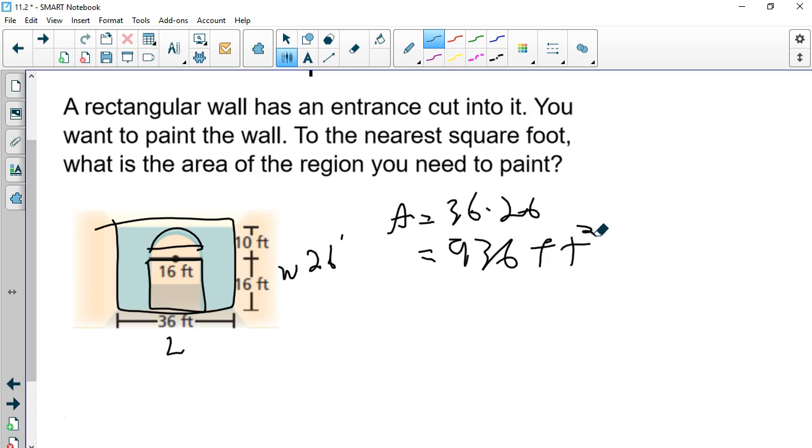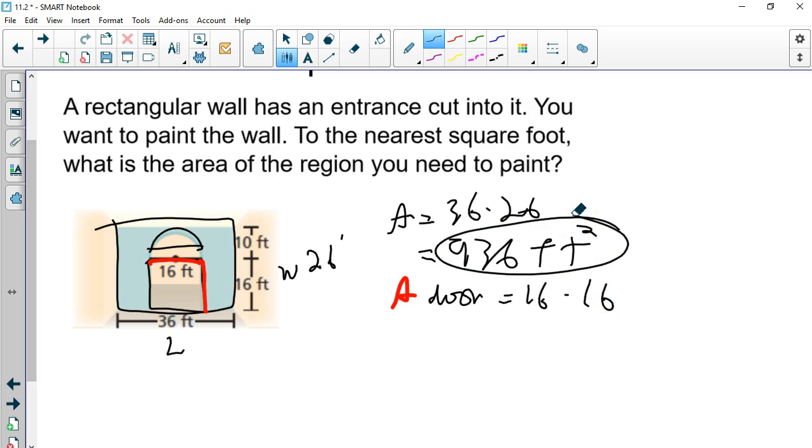But now we need to find the area of the rectangle, door, and the half circle. All right? Now you can see the rectangular part of the door is actually square. It's 16 by 16. All right? So the area of the door is 16 times 16. So I'm going to kind of circle the numbers I need. So 16 squared is 256. Okay? That's the area of the door, square part.